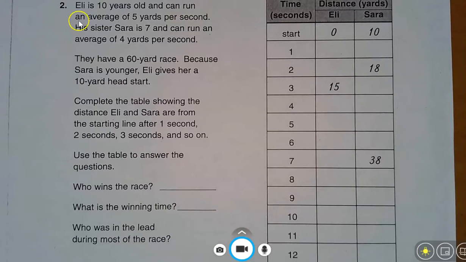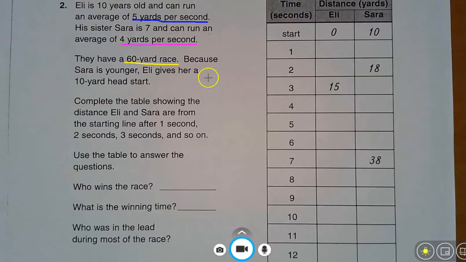Then we get to this bit of information. Eli is 10 years old and can run an average of 5 yards per second. His sister Sarah is 7 and can run an average of 4 yards per second. Okay, so there's a lot of reading that goes along with this, but there's going to be an important bit of information right here. They have a 60-yard race. Eli is 5 yards a second. Sarah is, we'll make Sarah pink. Sarah goes at 4 yards in each second. The race itself, the whole race, is going to be 60 yards.